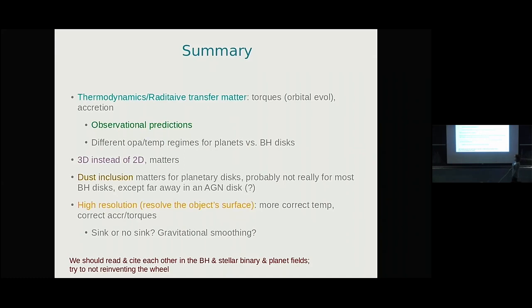black hole case. We also agree that three-dimensionality matters. For us, dust inclusion matters, and I don't know whether this could be important maybe in the outer part of the AGN disks. We need high resolution to resolve the object surface so that we can have more correct solutions. And we should, I think, agree on how we treat things like gravitational smoothing, so when we compare our results, we really compare apples to apples.